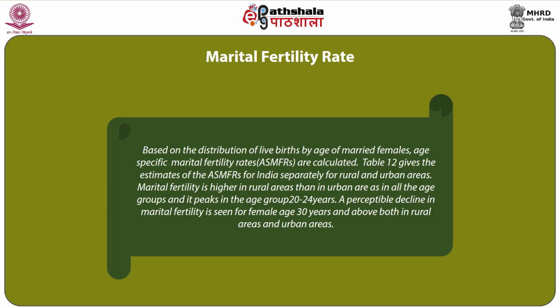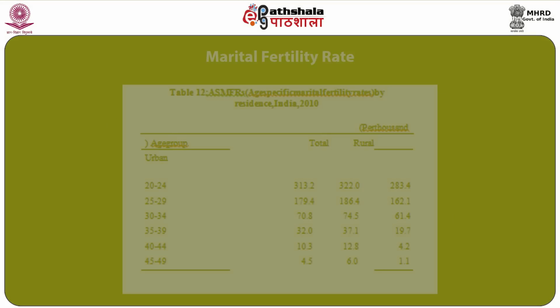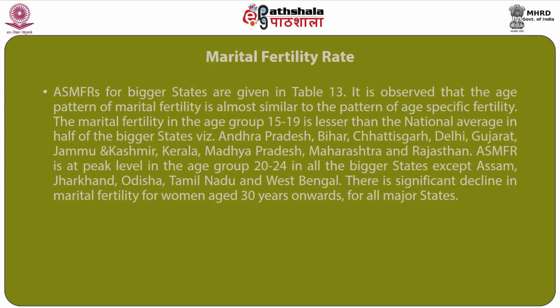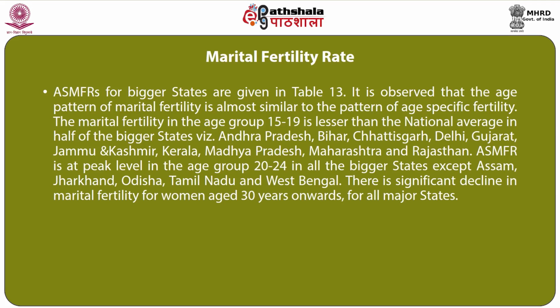A perceptible decline in marital fertility is seen for females of age 30 years and above, both in rural areas and also in urban areas, which clearly reveals that there exist huge differences in these levels between rural and urban areas. Age-specific marital fertility rates for bigger states, which are given in the table, show that the age pattern of marital fertility is almost similar to the pattern of age-specific fertility rate.